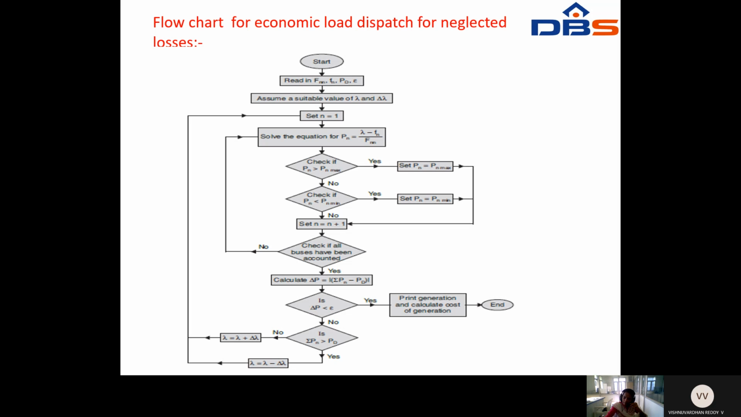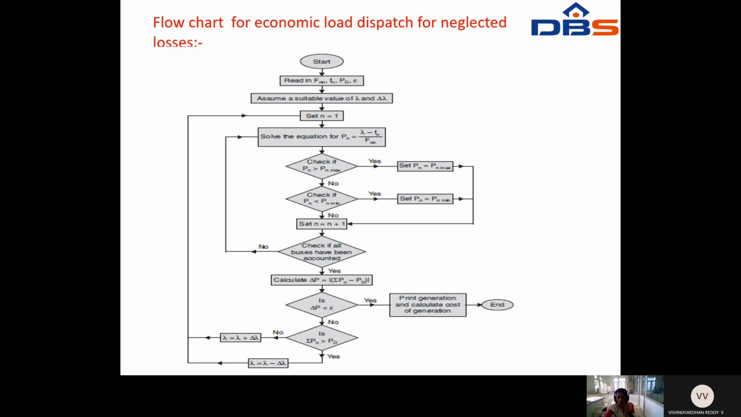When it is yes, then set Pn equal to Pn minimum. When this condition is satisfied, going to another step, set n equal to n plus 1. When n is increased to n plus 1, check whether all the buses have been accounted. When it is no, this condition is not satisfied, meaning all the buses have not been accounted.